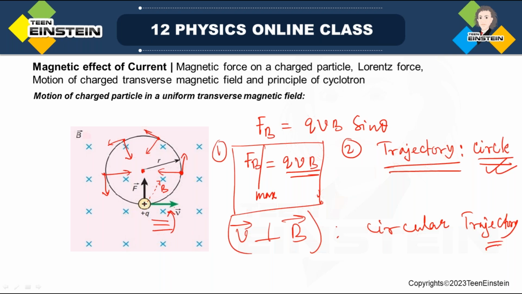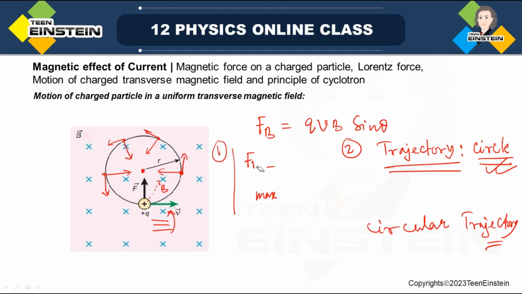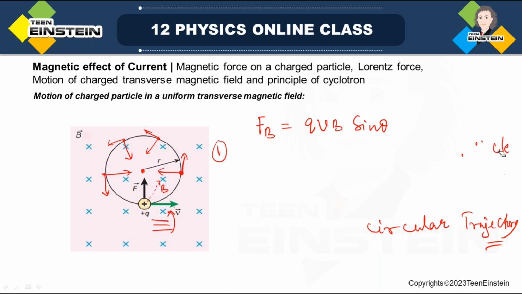Okay, so these things are done for the circular path. In this case, for circular motion you require a centripetal force. So what is the source of centripetal force here? We can see the magnetic force. In this case, magnetic force is the source for centripetal force.